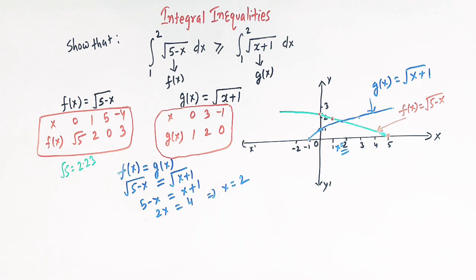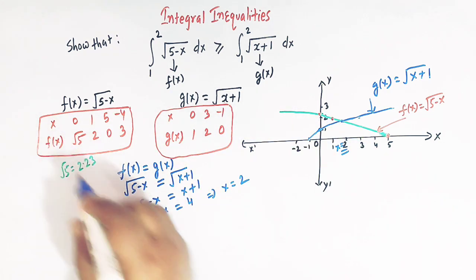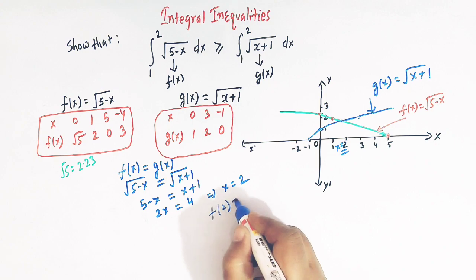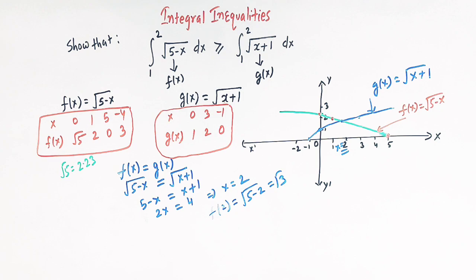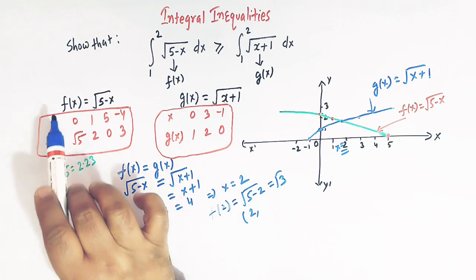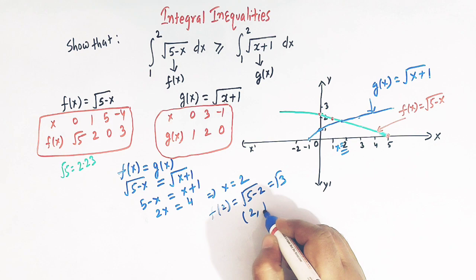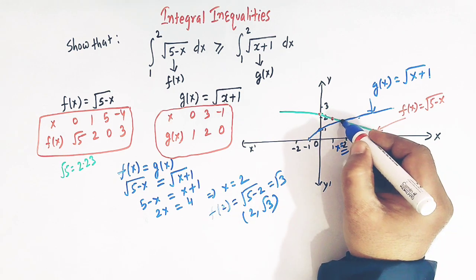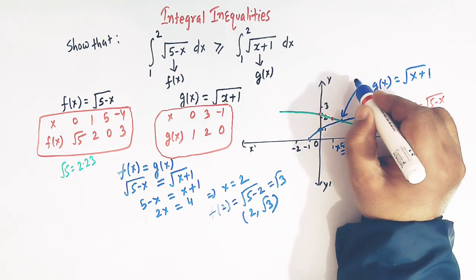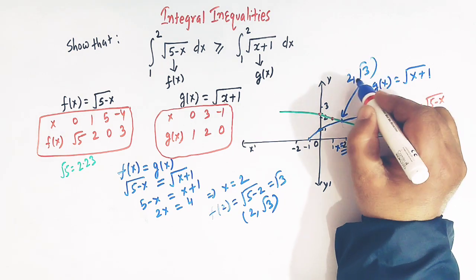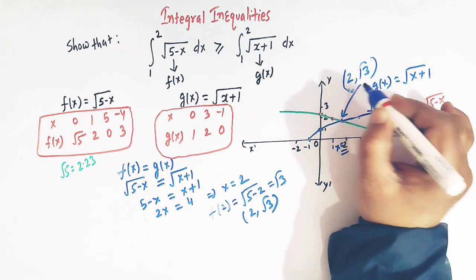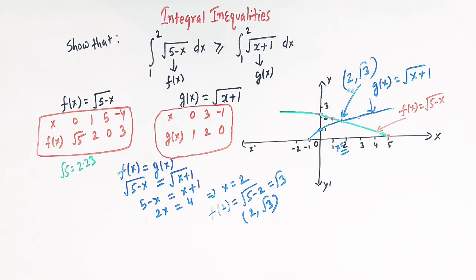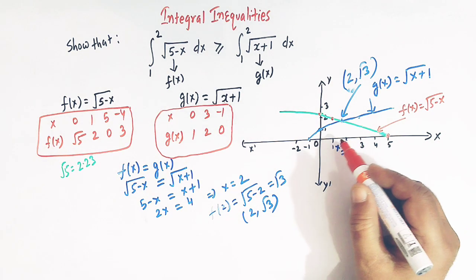When x is 2, the value of the y coordinate may be obtained by f of 2. So this is square root of 5 minus 2, that is square root of 3, right? So the point of intersection of f of x and g of x is 2 comma square root of 3. So this is the point 2 comma square root of 3, right? So this is 2, this is 2 comma square root of 3. Now let us make some observations from this graph, right?